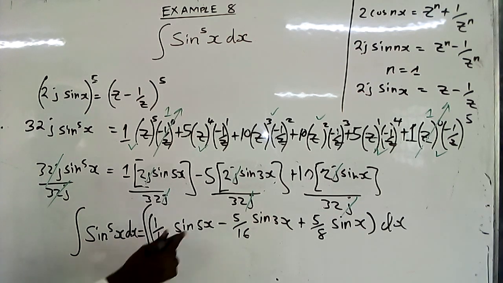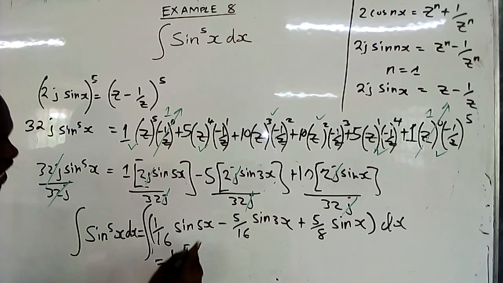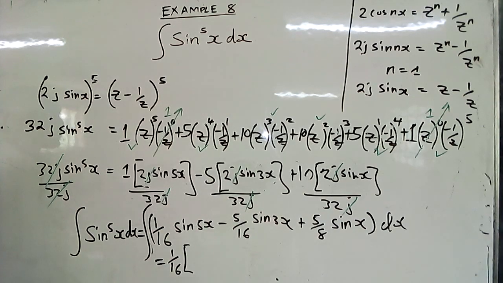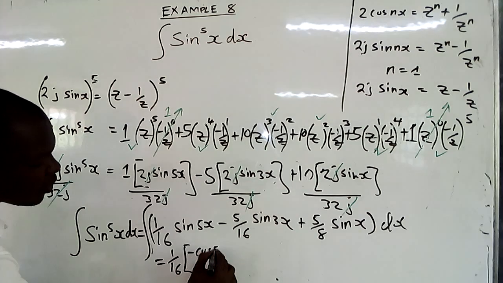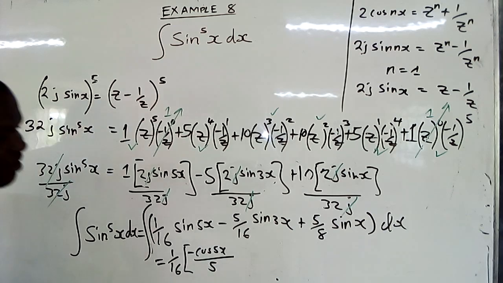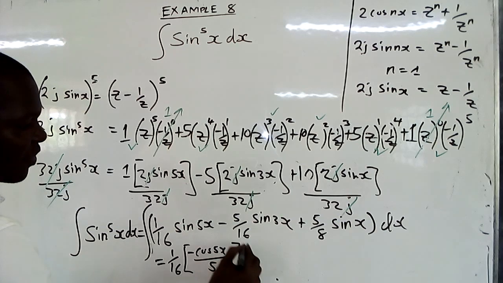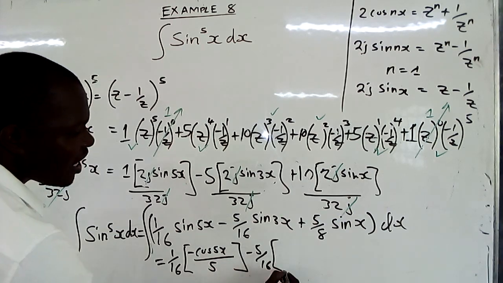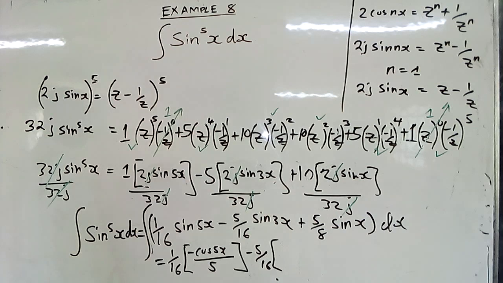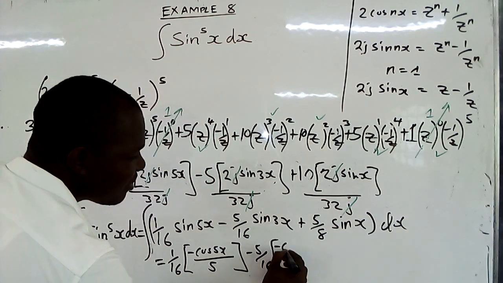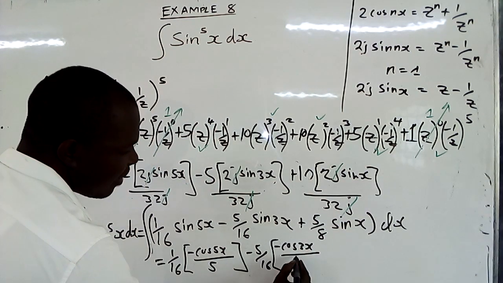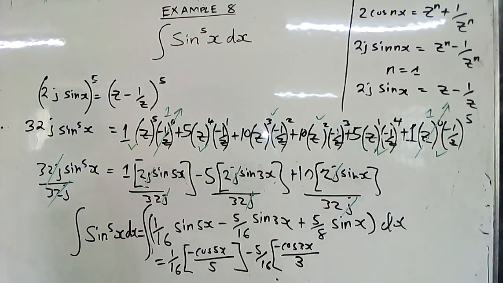1 over 16. If you integrate, 1 over 16 is a constant. If you integrate sine 5x, you get negative cos 5x, then you divide by the constant of the inner function 5, isn't it? Then here we have minus. You are done with that term. Then we have minus 5 over 16. Then in bracket, you are integrating sine 3x, isn't it? If you integrate sine 3x, you get negative cos 3x over the constant of the inner function. Meaning that if you differentiate the inner function, you should get a constant. You divide by that constant, isn't it?